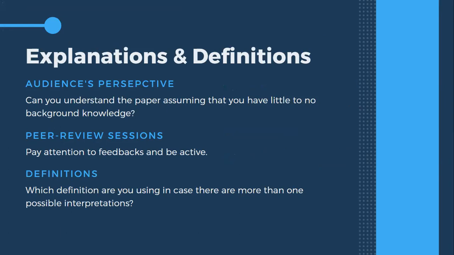Now, this is something I tell students to do a lot of the time: put yourself in the audience perspective and ask yourself whether or not you can understand the paper or a certain phrase or topic, assuming that you have little to no background knowledge. Like I said earlier, your paper's audience most likely is going to be the public audience, your AC1 classmates and your teachers. So you always want to put yourself into the audience perspective, because you're writing your paper for an audience. You're not just writing for yourself.